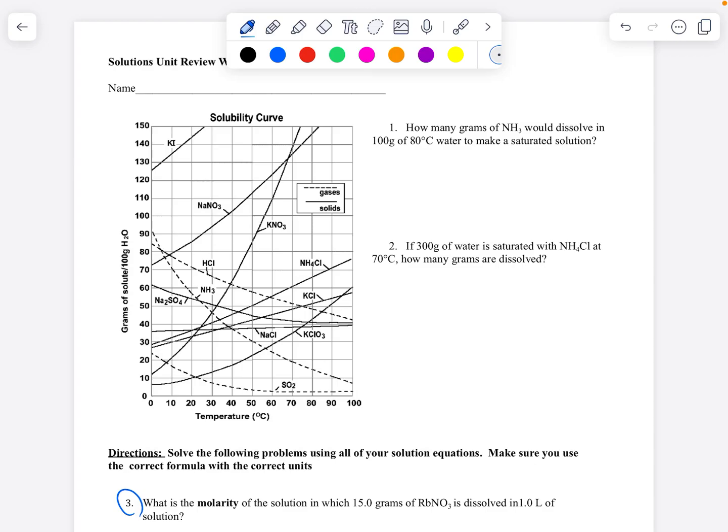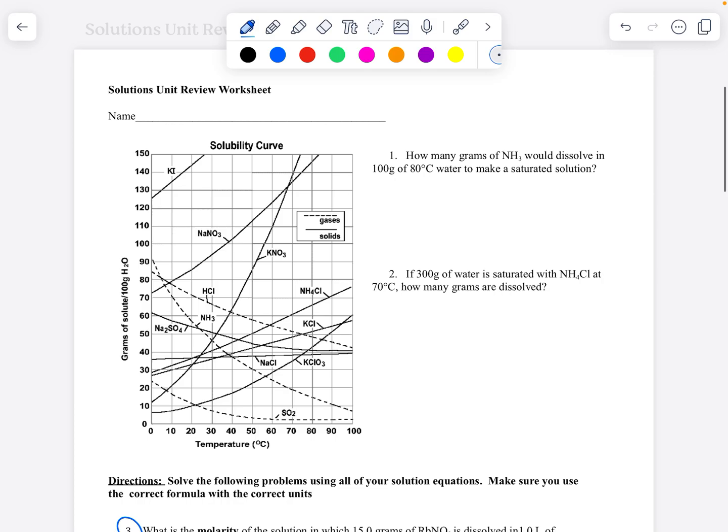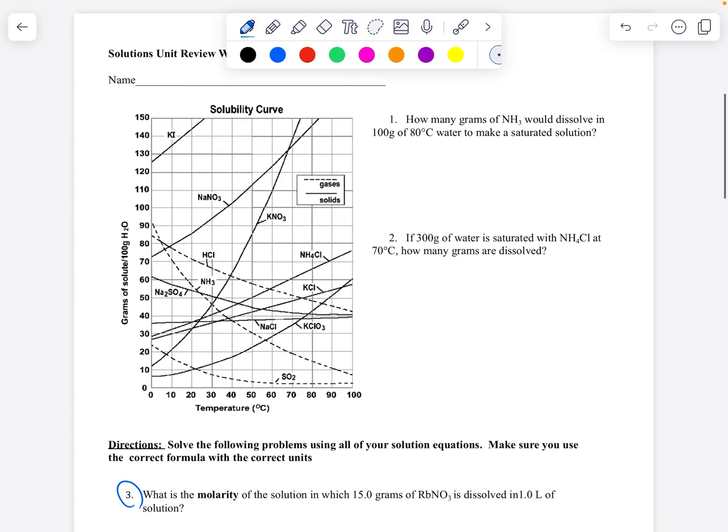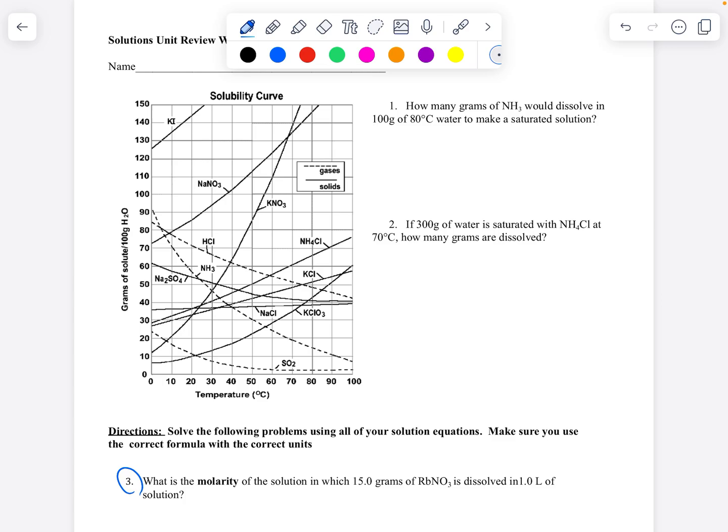Today I'm going to do a few review questions on Chapter 7, Solutions, okay? To start off, we need to know how to read these curves, solubility curves. The thing about these solubility curves, we need to understand a couple of things, okay? The y-axis, what does it say? It says grams of solute per 100 grams of water.